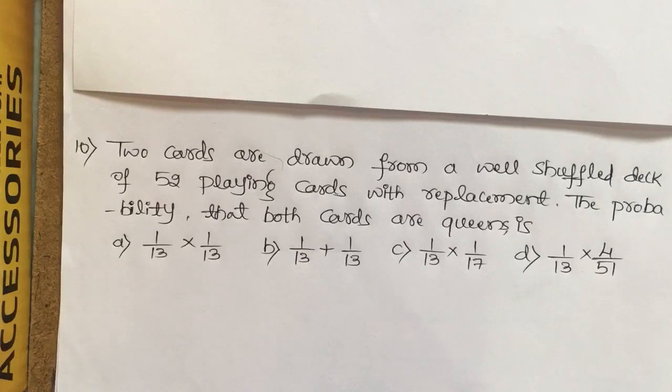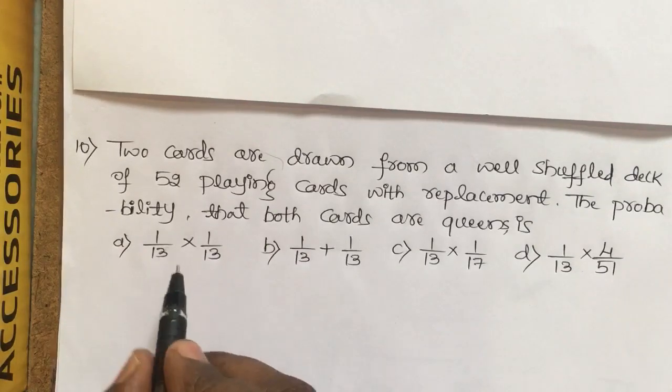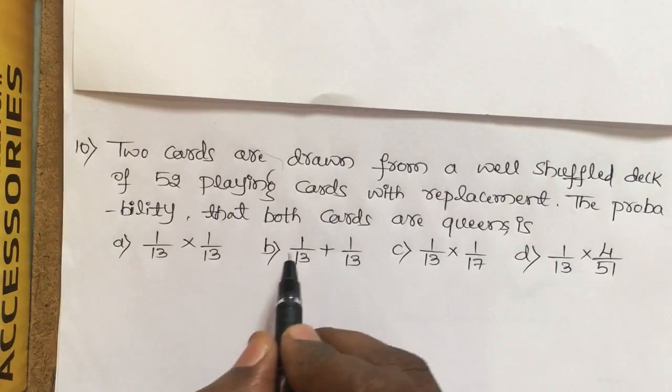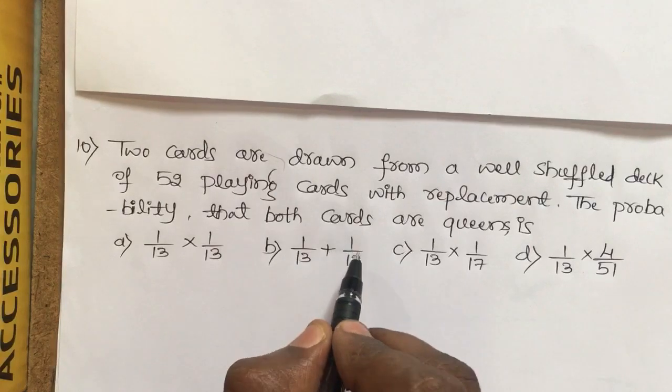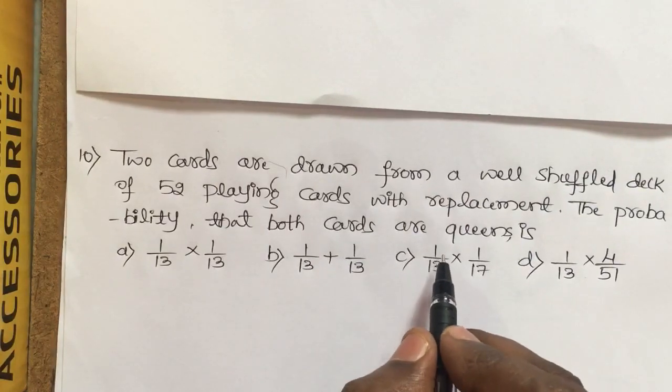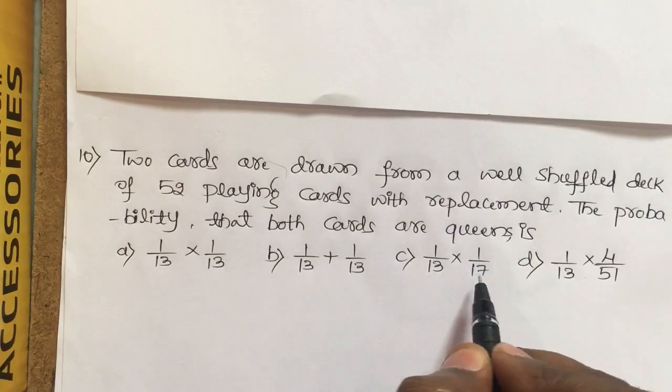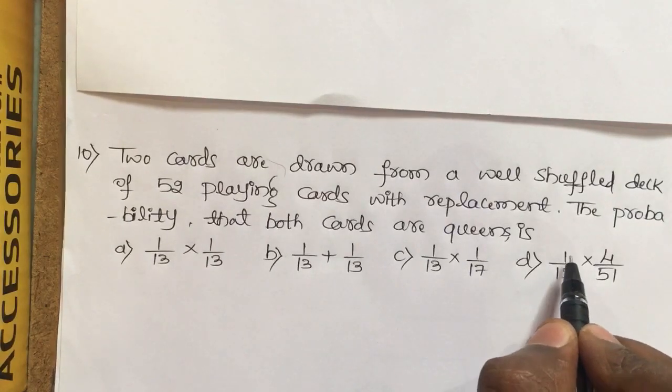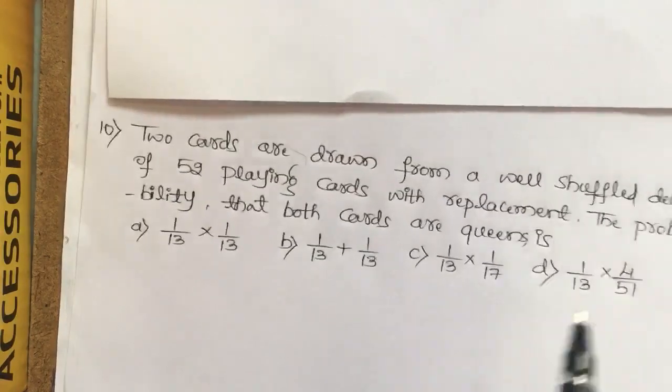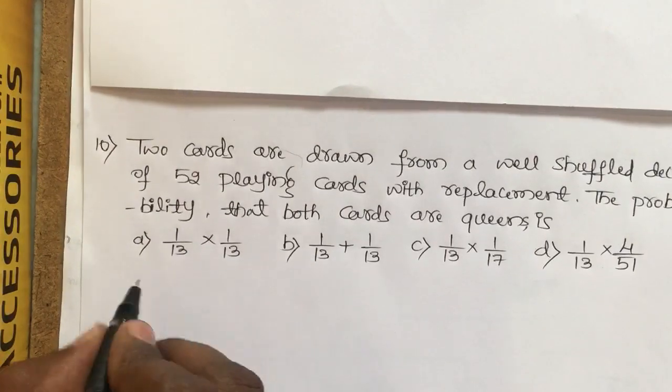Well, the next question is, two cards are drawn from a well shuffled deck of 52 playing cards with replacement. The probability that both cards are queens is: option A is 1 by 13 into 1 by 13, option B is 1 by 13 plus 1 by 13, option C is 1 by 13 into 1 by 17, and the last option is 1 by 13 into 4 by 51. So we'll solve this.